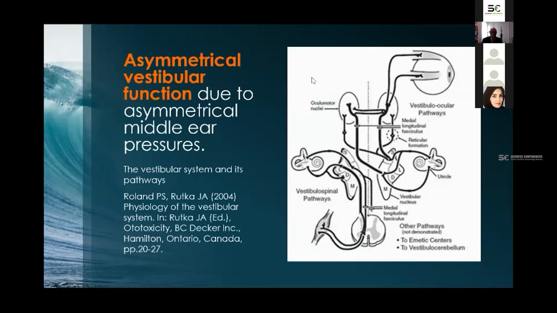Of note, only unilateral peripheral vestibular function loss can cause an acute true vertigo sensation. However, asymmetrical middle ear pressures as the cause of ABV is highly plausible, and it is often unfeasible to clearly distinguish between unilateral ETD and bilateral ETD. ABV is defined as dizziness, which occurs as a result of asymmetrical vestibular function due to asymmetrical middle ear pressures.